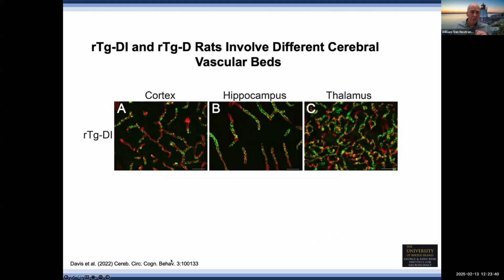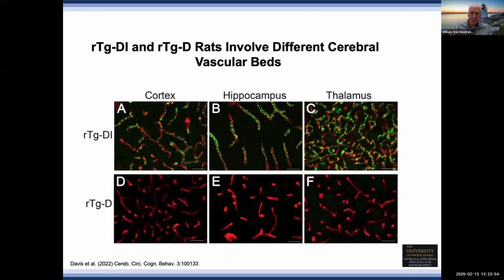This again here is the RTGDI, the model of capillary CAA type 1. Again, you can see extensive amounts of amyloid on the capillaries in these brain regions. We do not see much larger vessel involvement in this model. In contrast, as I just showed you on the previous slide, the RTGD rats develop primarily larger vessel CAA type 2. When you look at the capillary beds of these rats, they do not accumulate amyloid at all. So we have two very distinct models here, one of CAA type 1 and one of CAA type 2.